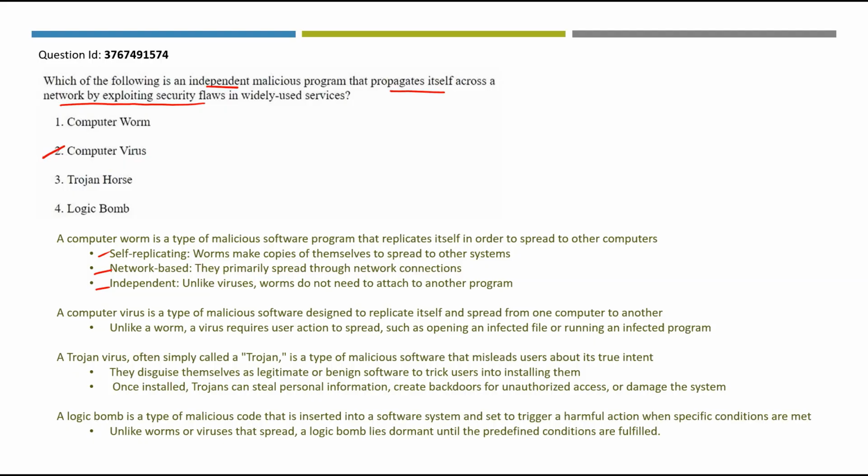This is not about a malicious program propagating itself, so Trojan horse is also removed. What about logic bomb? This is a type of malicious code that is inserted into a software system and set to trigger a harmful action when specific conditions are met. Unlike worms or viruses that spread, a logic bomb lies dormant. Dormant means it is just inactive until the predefined conditions are fulfilled. So this is also not going to be the answer. So with all the three characteristics that are mentioned in the question statement, we are going with option number 1, computer worm, as the right answer.